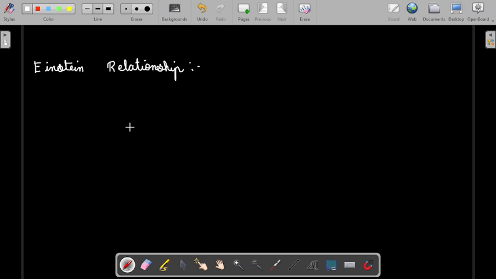Einstein's relationship is a relationship between the constants and the equation of Vt, the thermal voltage. The equation is Dn, the diffusivity constant of the n-type material, divided by mobility of the n-type material, which will be equal to the same for p-type, both of which are equal to Vt. This unit is volt, this unit will also be volt, and this will also be volt.